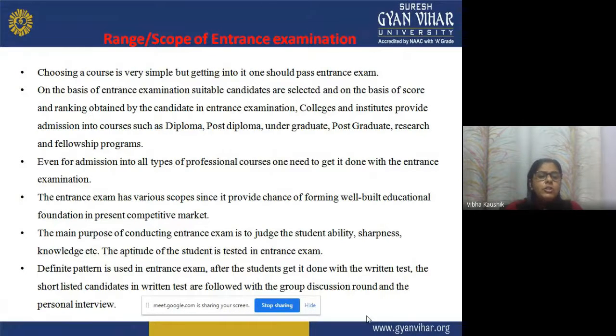Even for admission into all types of professional courses, one needs to get it done with the entrance examination. You have to face the entrance examination, you have to fight the entrance examination, and you have to qualify that particular entrance examination. Only then will you be able to get admission in that particular course.